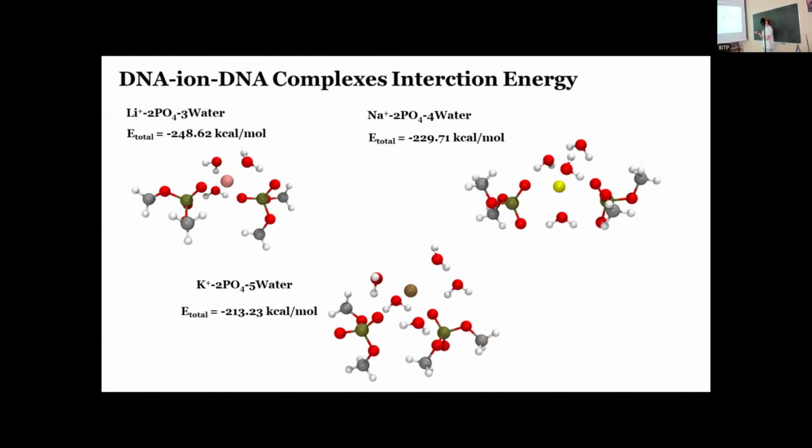We calculated the total interaction energy for each of these complexes, and our calculation showed that the highest absolute value of total energy is obtained for the complex with lithium ions, showing that it is the most stable complex. This result is consistent with what we observed in molecular dynamics, and it also provides further explanation of why lithium ions are more efficient in mediating the contacts between the DNA.